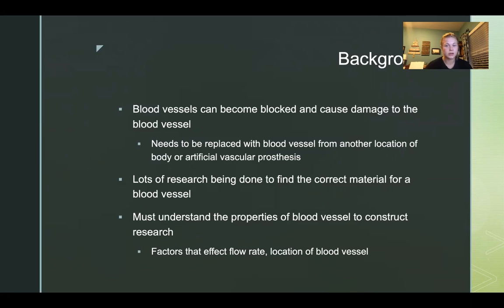A lot of research is being done on artificial blood vessels, and the tricky part is finding an appropriate material to substitute and replicate the connective tissue, the cells that make up the blood vessel. There are a lot of things that affect which material to choose. That can be where the blood vessel is located. There are arteries, capillaries, aortas, which are in the heart.